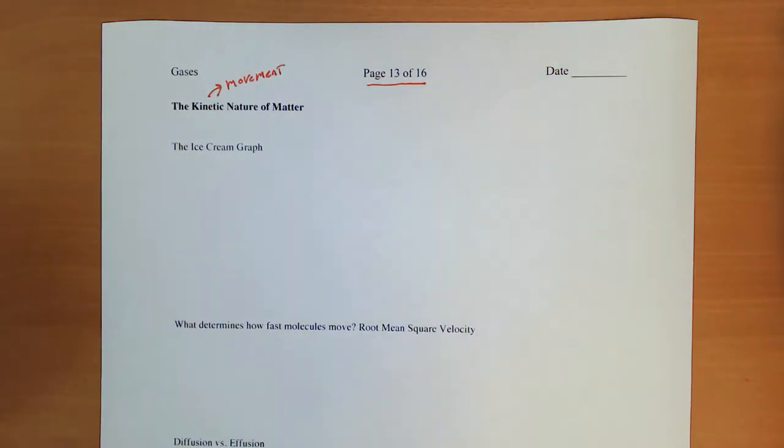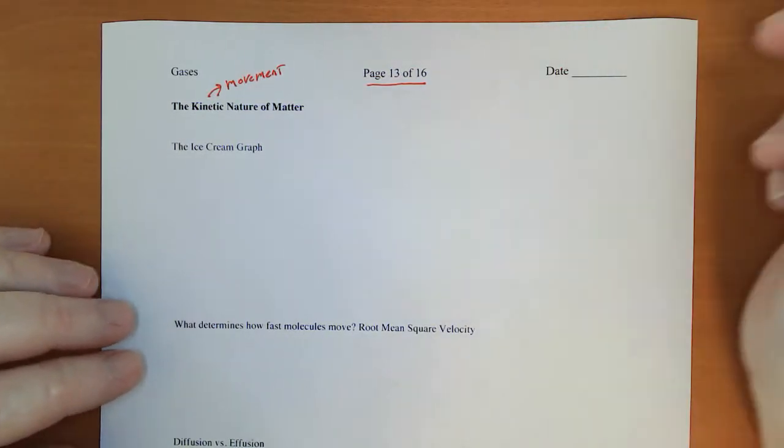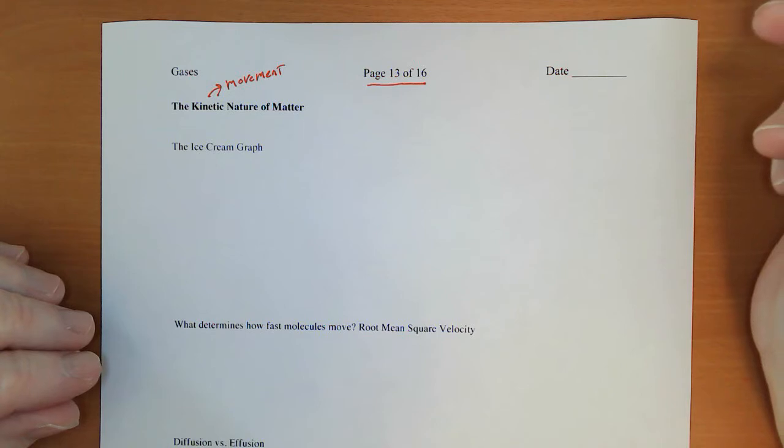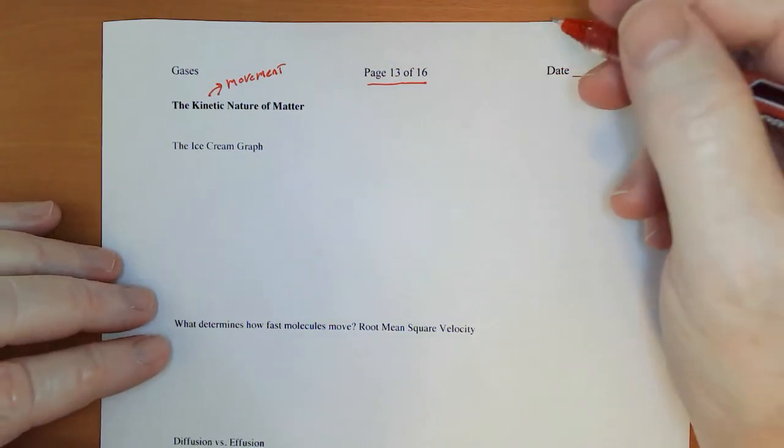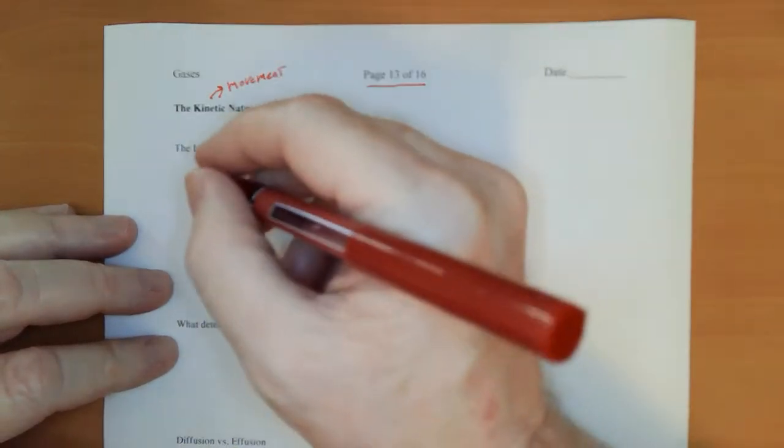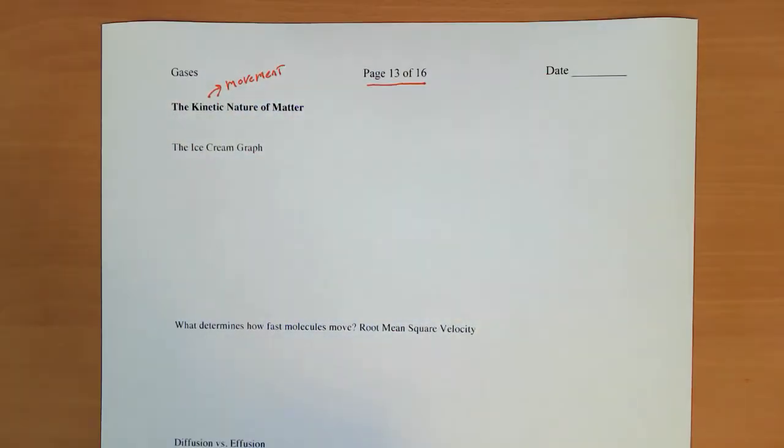Now, the ice cream graph. Richard Erdman at Venice High School, who is a truly talented chemistry teacher, came up with this name to help us remember what this looks like. So I'm going to have to collect a few different colors here for today to do these graphs because they're a little complicated. There's a lot going on here.